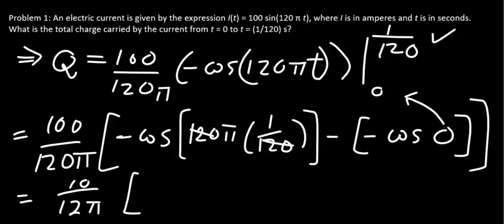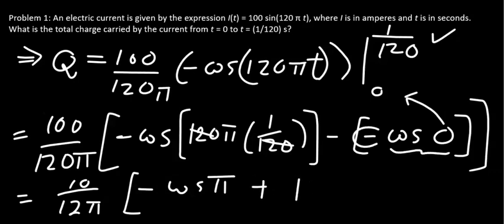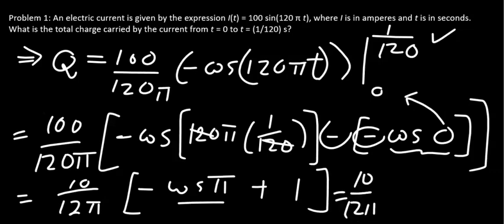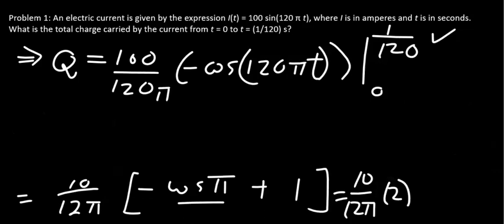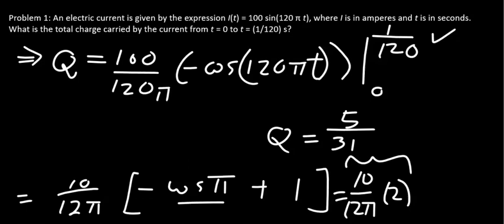The 120 and 120 will go away, so that's going to give you minus cosine pi plus 1, because cosine 0 is 1, and minus minus is plus. Since cosine pi is minus 1, the entire term in the bracket is quite simply 2. So you see that this charge for that time interval will simply become 5 over 3 pi Coulomb, or quite simply 0.53 Coulomb. And that solves the problem.